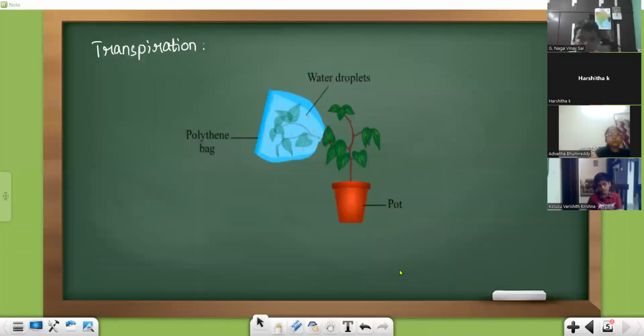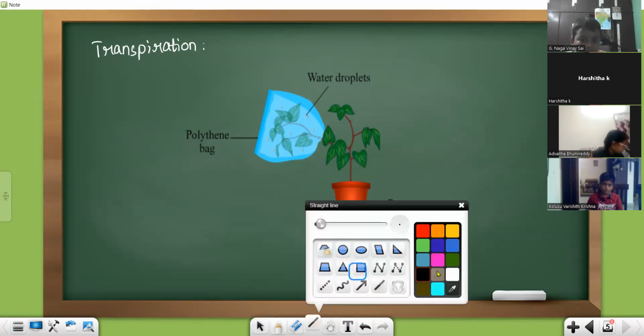Evaporation. If the process of losing water takes place in a leaf, it is called transpiration. In a plant, if it happens, it is called transpiration. So how can we prove that transpiration takes place in a leaf?